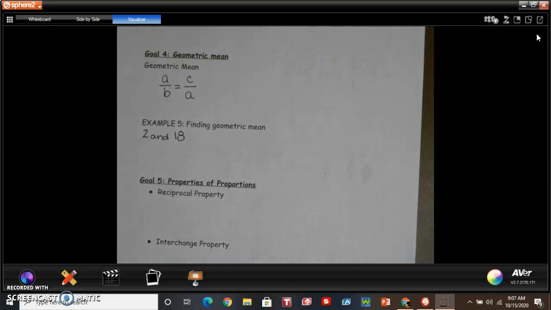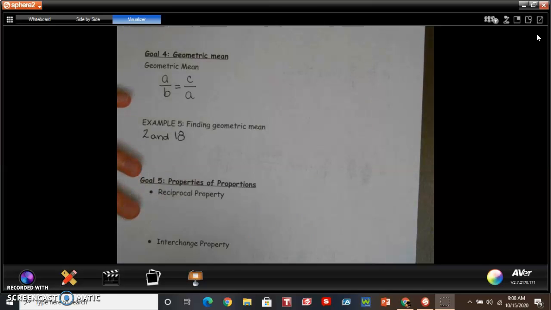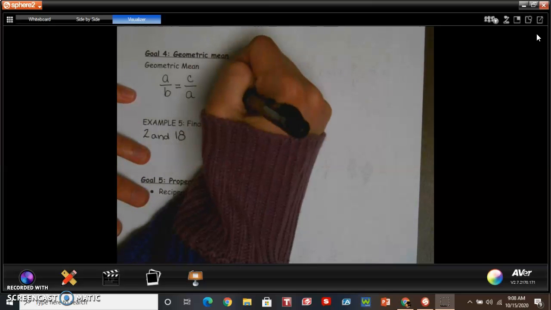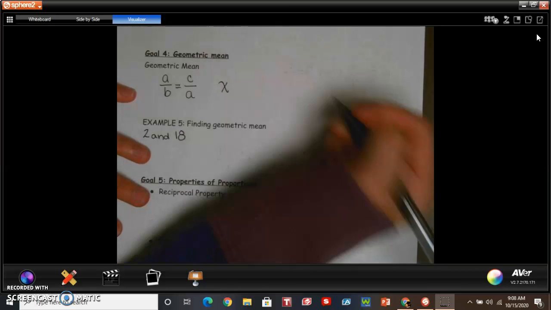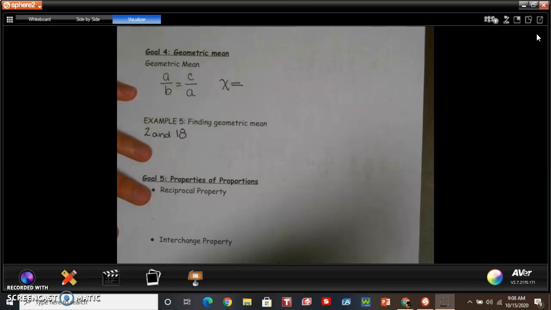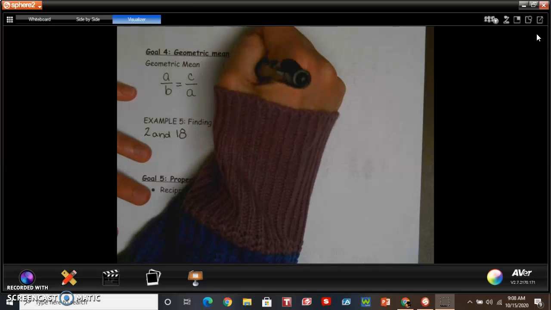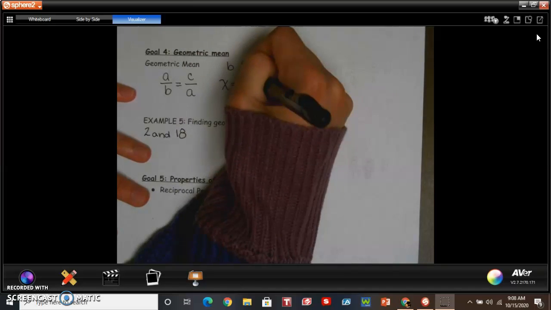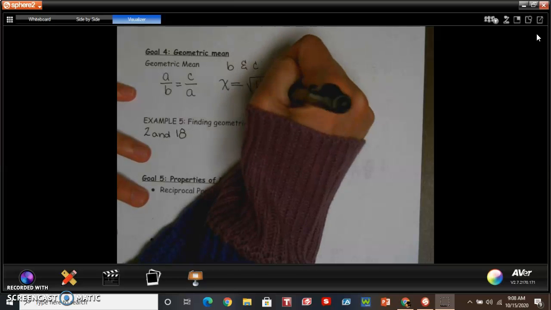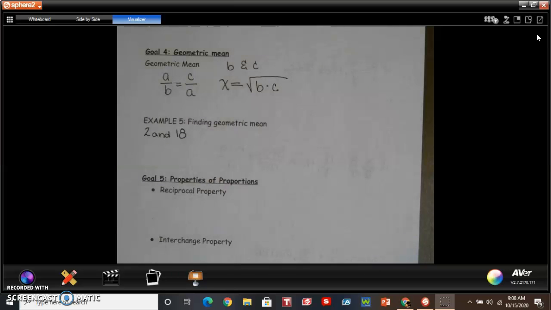So instead of having to use cross product, they're like, okay, you have two sides, right? You have two lengths that you're given. Your geometric mean, guys, is always going to be x, which is your unknown, is equal to, and let's say you have side lengths b and c, right? The square root of b times c. So you're literally going to take your two numbers you're given, multiply them, and take the square root.